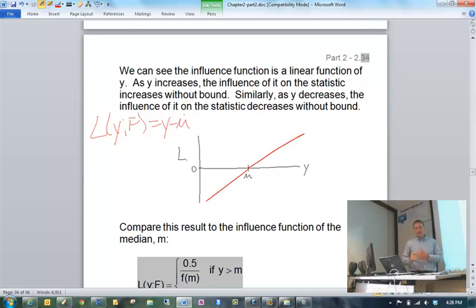So, for example, in a very simplistic setting, even though this is a reference to a sample here, suppose I have a data set that has 2, 3, and y in it, where y is greater than 3. As y is increasing, what's the influence of it on the mean? It becomes bigger, bigger, and bigger. And this influence function is represented in a mathematical context.